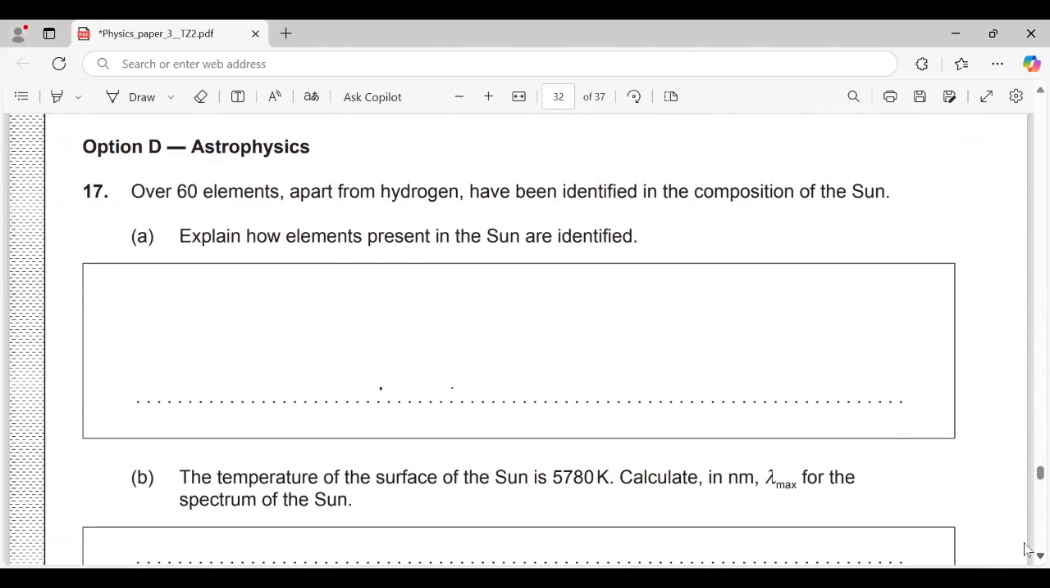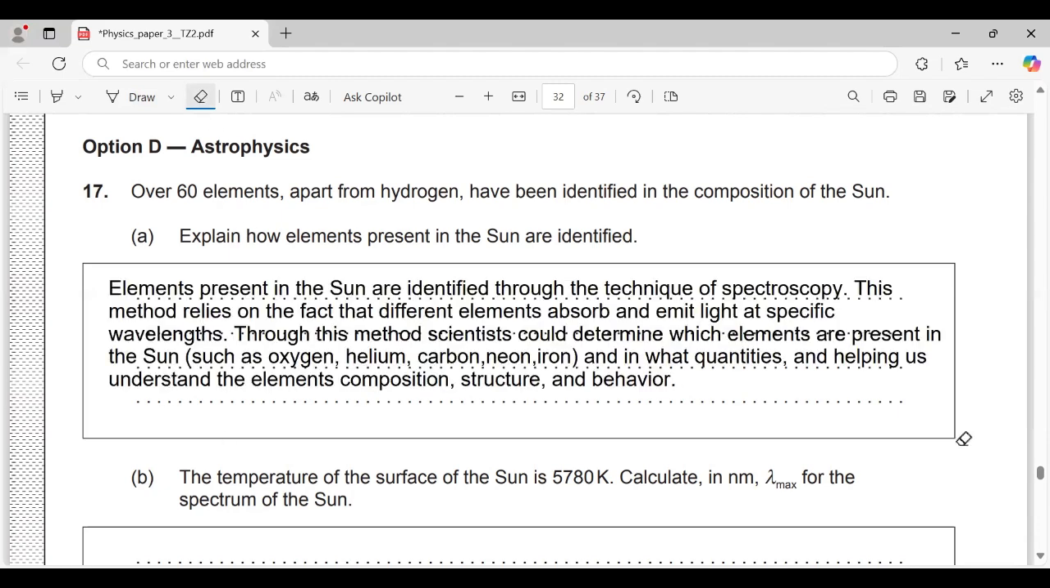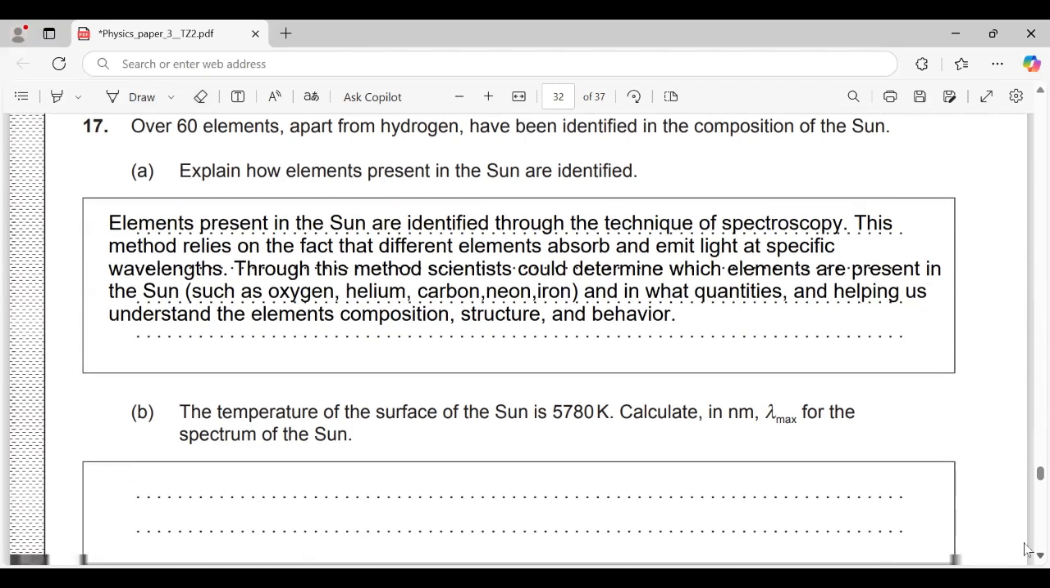Over 60 elements apart from hydrogen have been identified in the composition of the sun. Explain how elements present in the sun are identified. I have provided my explanations about this question, this is my opinion. Okay, next.